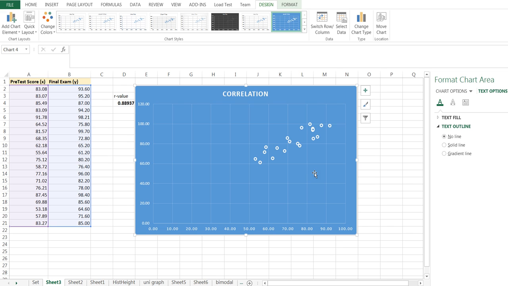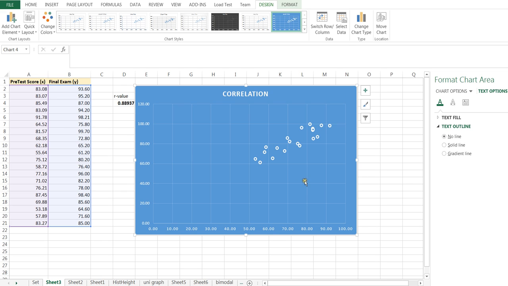This is our scatter plot of pretest score, which is along the x-axis, and final exam score, which is along the y-axis. Because our R value, or our correlation coefficient, was so strong, we expected that all of our pairs, our pretest final exam pairs, would be clustered in a linear fashion. That's actually what the R value is a measure of: how clustered your data values are in a linear fashion. This is quite clustered and very linear.